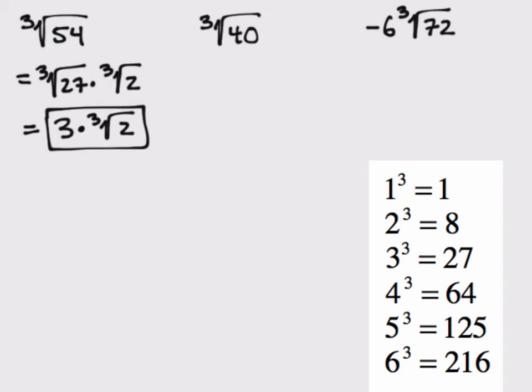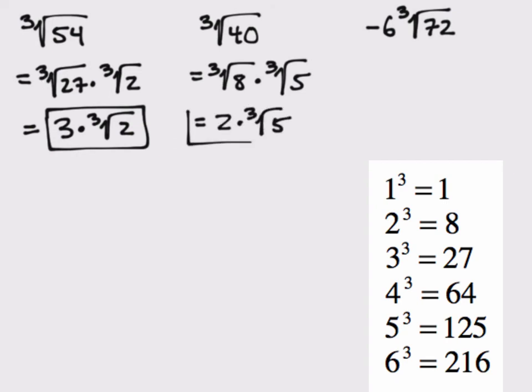All right, let's try 2 more. The third root of 40. Okay, now we got to think of factors of 40 that are perfect cubes. 1, 8, 8! 8's a factor of 40, and it's a perfect cube. So we can write this as the third root of 8 times the third root of 5. And the third root of 8, that's a nice number, that's 2. And we end up with 2 times the third root of 5, and that is the simplified version of the cube root of 40.